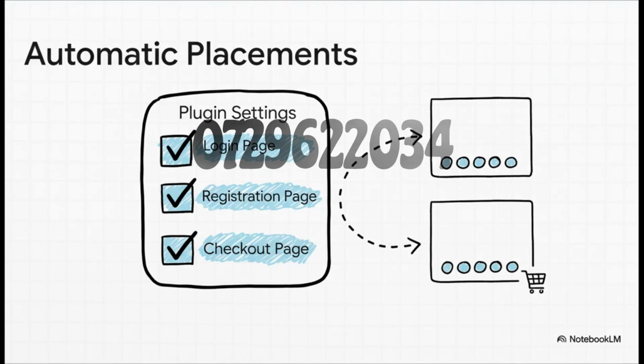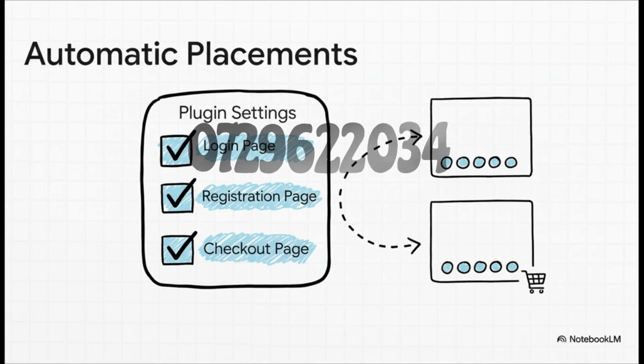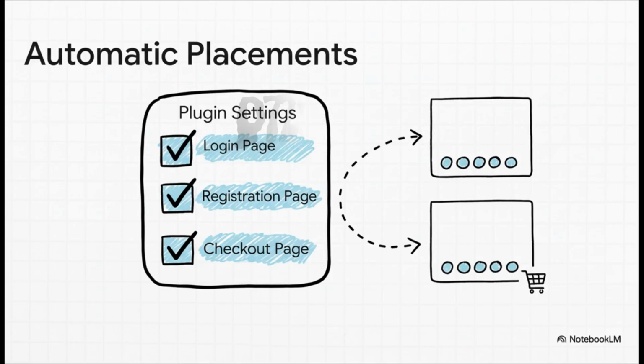Now, the beautiful thing is, your plugin does most of the heavy lifting. You can usually just go into the settings and tick a few boxes to automatically add the login buttons to all the important places, like your main login page, your registration form, or even your WooCommerce checkout.